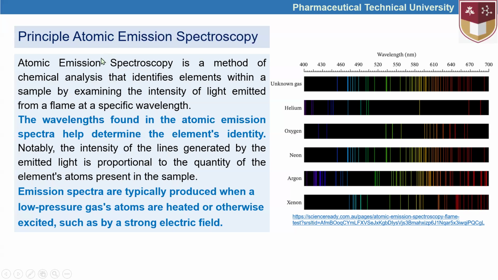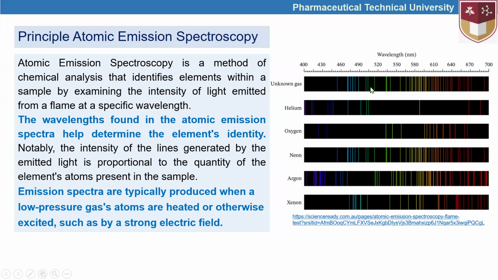Okay, atomic emission spectroscopy is a method of chemical analysis that identifies elements within a sample by examining the intensity of light emitted from a flame at a specific wavelength. The wavelength found in the atomic emission spectra helps determine the element's identity, as I just explained. Notably, the intensity of the lines generated by the emitted light is proportional to the quantity of the element's atoms present in the sample. Emission spectra are typically produced when a low pressure gas's atoms are heated or otherwise excited, such as by a strong electric field.